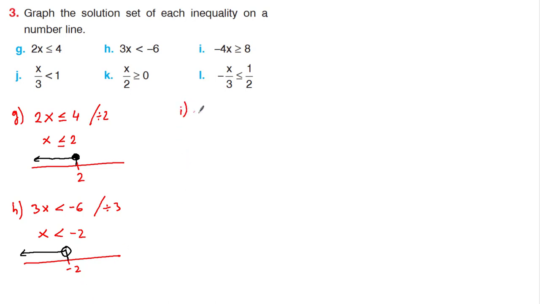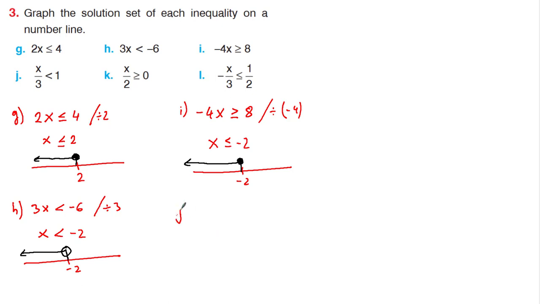Let's continue on I. We have negative 4x greater than or equal to 8. We can divide first by 4 and then by negative 1, but it's easier to just divide by negative 4. So x, now because negative 4 is a negative number, obviously, we will switch direction from greater than or equal to less than or equal. And 8 divided by negative 4, it's negative 2. Represented on the number line, this would be all x's less than negative 2, also including negative 2.